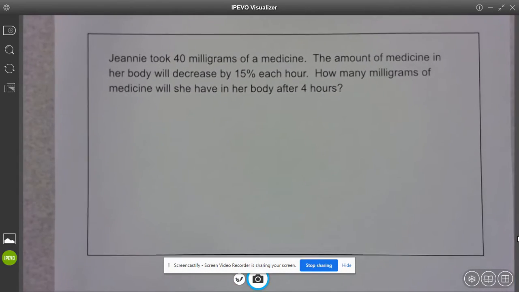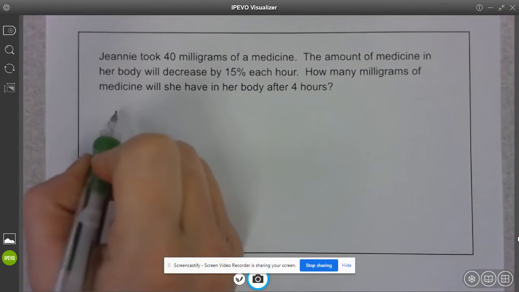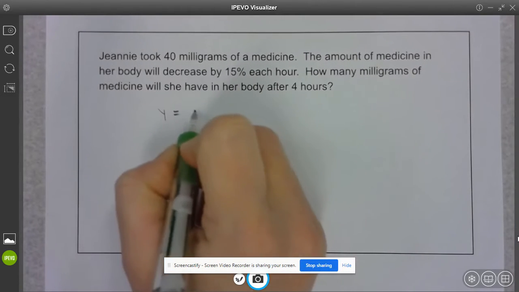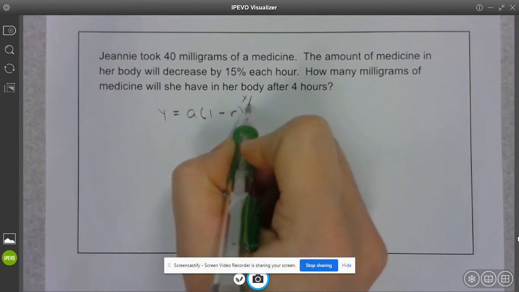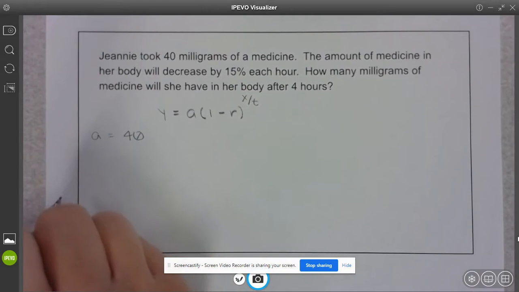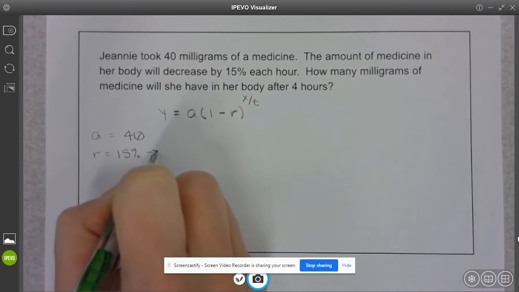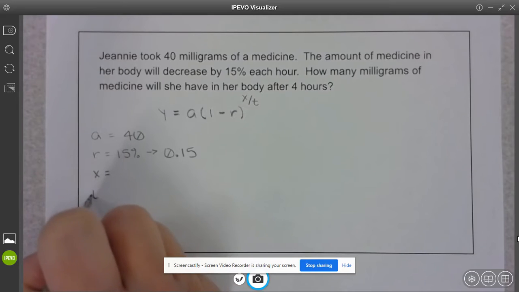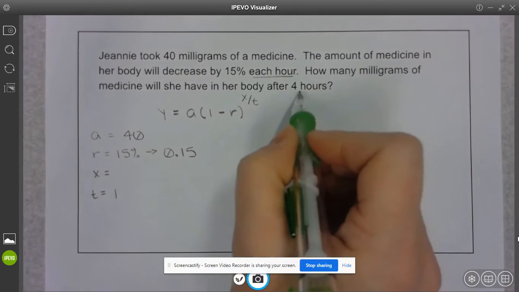Next, we're going to look at this question about medication. So taking 40 milligrams of medicine, it's decreasing 15% each hour. So that tells me I'm doing decay by a percent. So A is the 40 milligrams we start with. R is the 15%, which I need to convert into a decimal. X and T, well, T is the time for one decay, so that would be 1 hour.